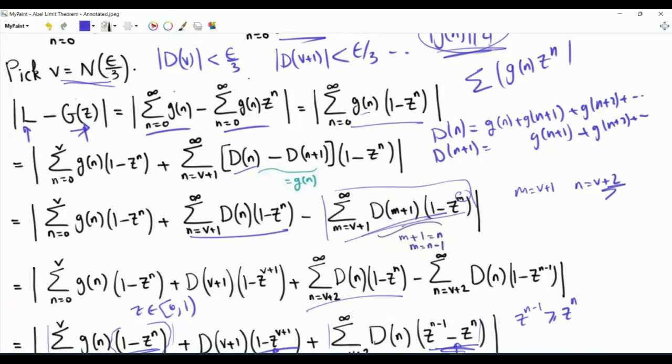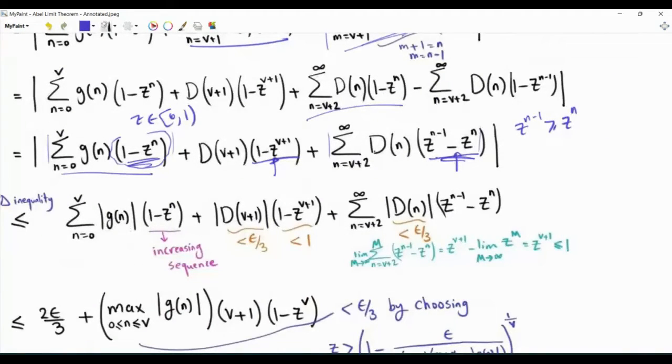Don't forget that we want to show that the limit as z tends to 1 from the left is equal to L. So the idea of the proof is to show that by choosing z to be close enough to 1, we can make this difference smaller than any arbitrary positive epsilon.